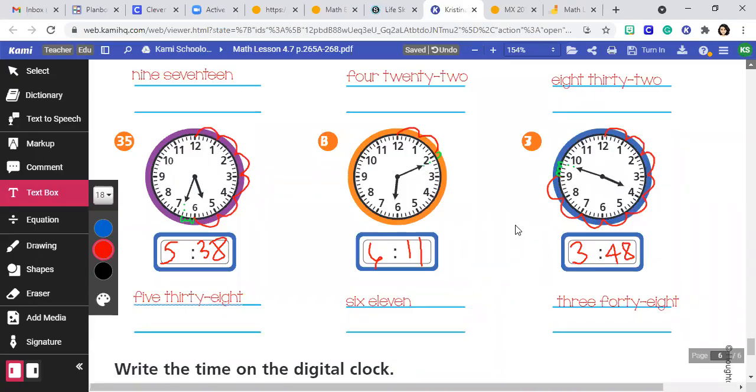35 is 5:38, and that's the way it's written in words. 36 is 6:11, and you can see it written in words. 37, the time is 3:48, and here it is written in words. Mind that dash in the middle here.